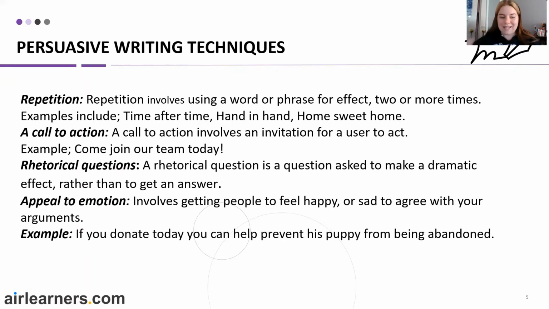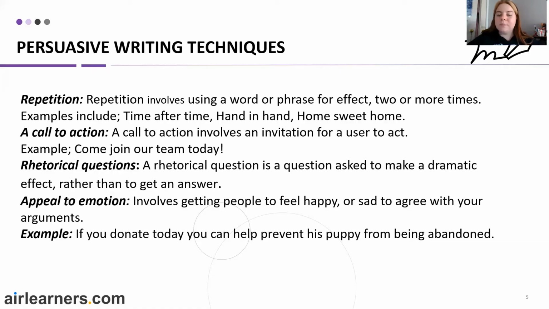So here are some techniques. We've got repetition. Repetition involves using a word or a phrase for effect 2 or more times. Examples include time after time, hand in hand, and home sweet home. Next, we have a call to action. A call to action involves an invitation for a user to act. For example, come join our team today.